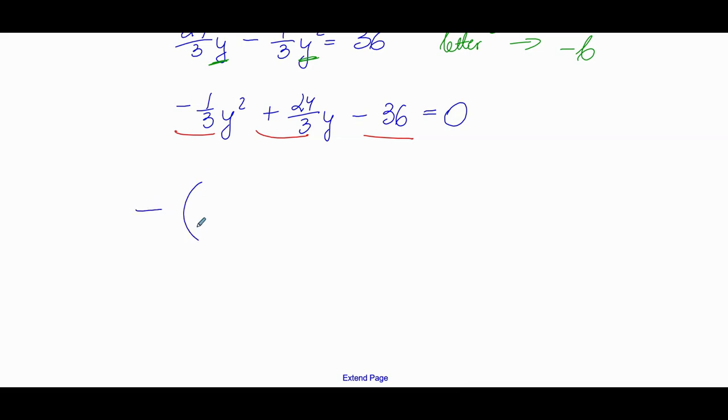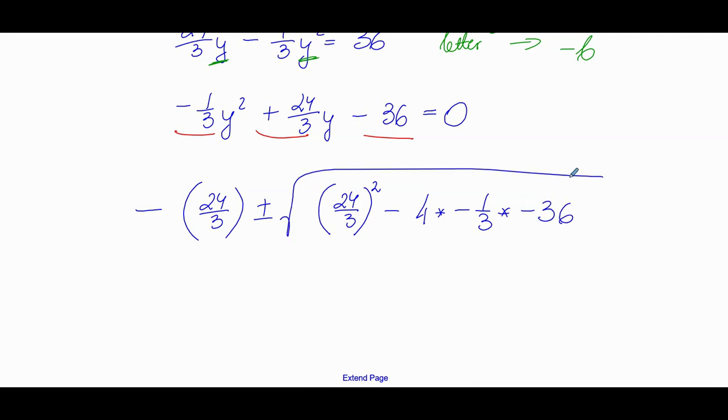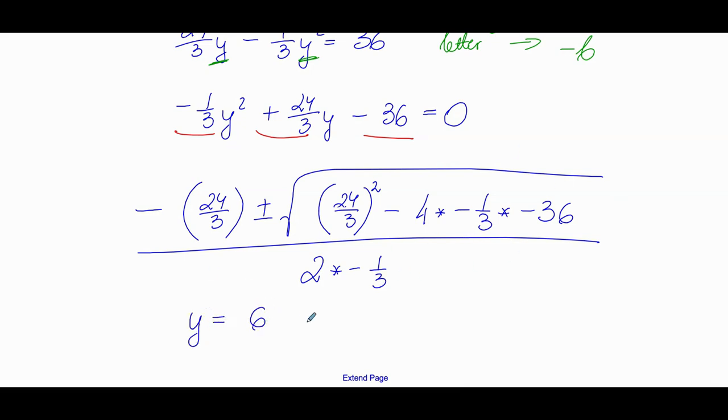So minus the b value 24 over 3 plus or minus the square root of b, 24 over 3 to the power of 2, minus 4 multiplied by a, which is minus 1 over 3, multiplied by c, which is minus 36, everything under the square root, and that divided by 2 multiplied by a, which is minus 1 over 3. We put all of that in the calculator and we get two values. One is y equals 6 and the second one is y equals 18.